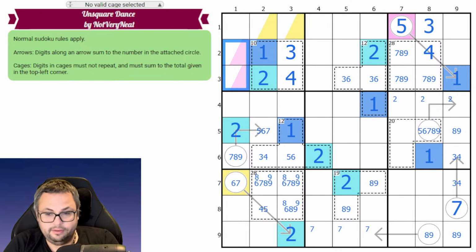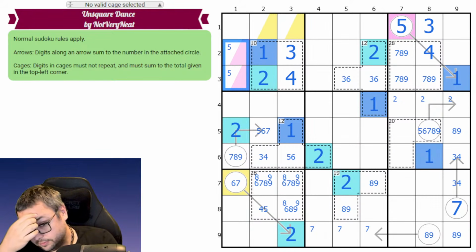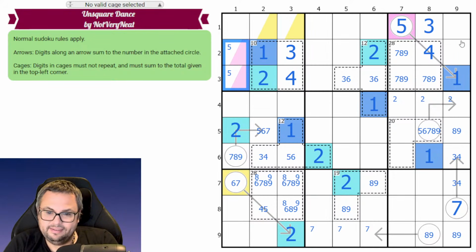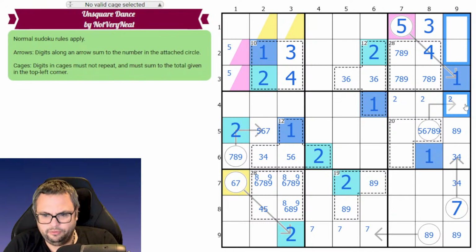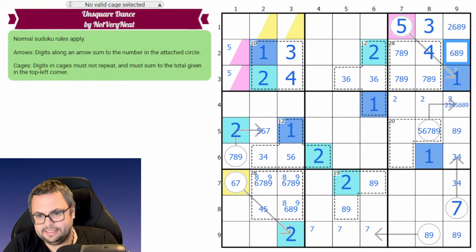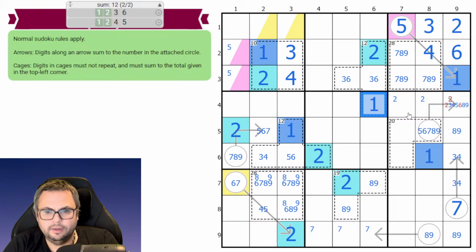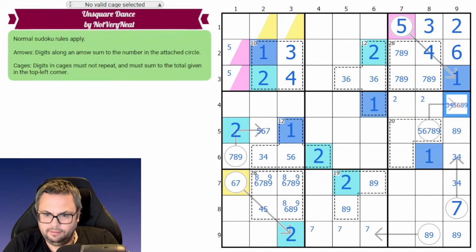Which means one of these is a 5. One of these is a 6. In fact, actually, I almost know what these are, right? In fact, that one just is a 6. And that one is a 2, if I actually look at it.